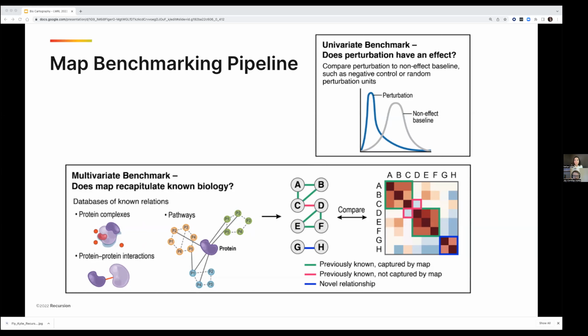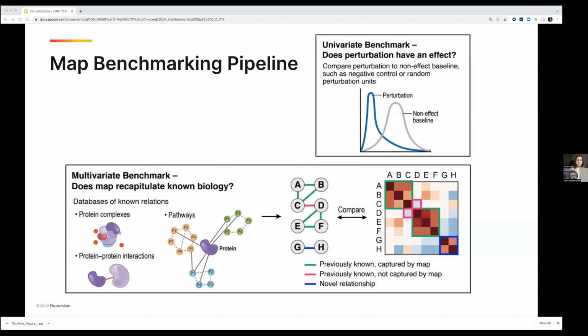For both metrics, we can assess the significance by assigning a p-value based on a random set of perturbations as our empirical null. The second type of benchmarks, the multivariate benchmarks, focus on known relationships among perturbations. Capturing these is really important because that's the typical use case of our maps of biology, namely discovering novel biologically relevant relationships, either between pairs of genes or between genes and small molecules or other compounds. In this work, we focus on pairs of genes only, though.